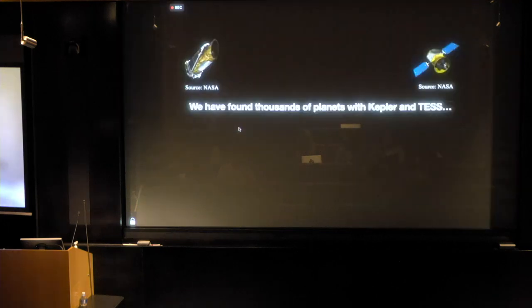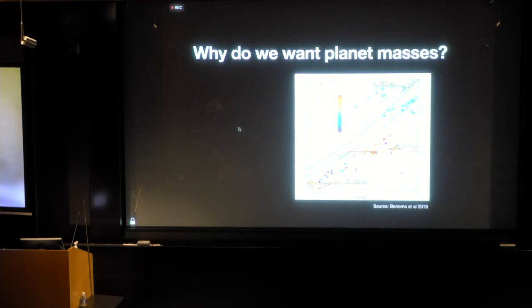Okay, so this is Kepler, and this is TESS, the Transiting Exoplanet Survey Satellite. Together, they found thousands of planets, and that's great. They've given us a lot of information based on multiplicity, the radius of planets, the spacing between planets. You can deduce a lot of information about planetary systems that way. One thing they don't give us, though, is the mass.